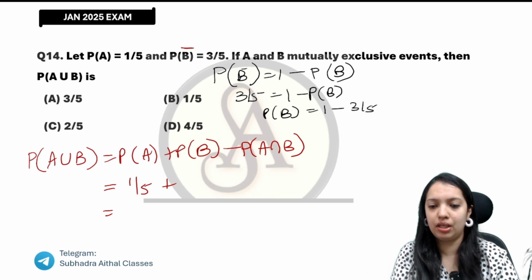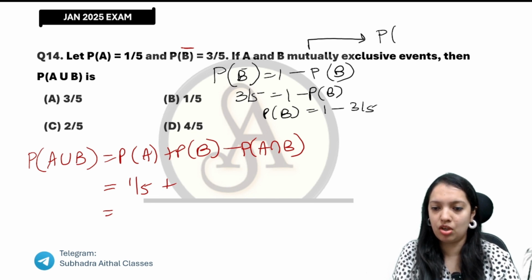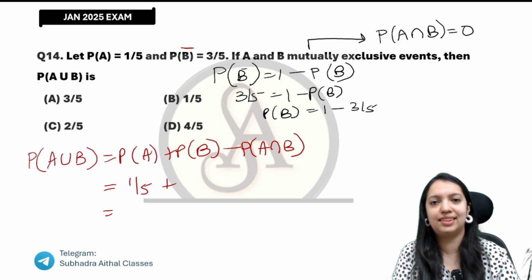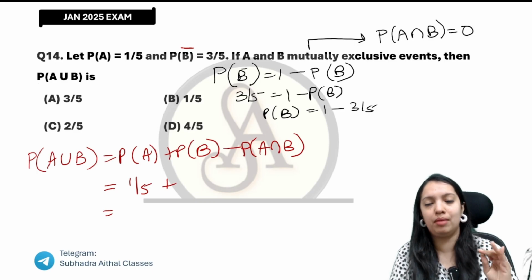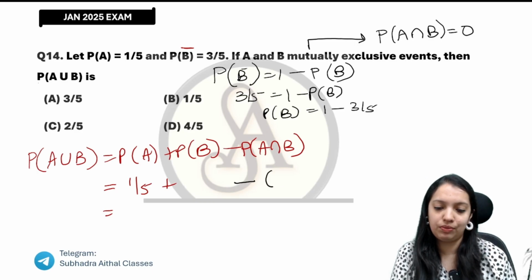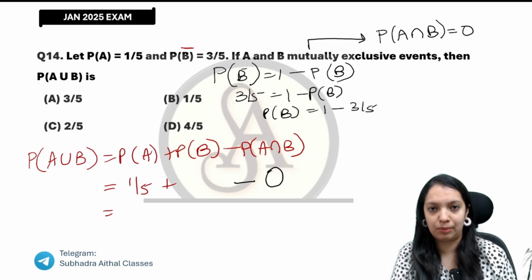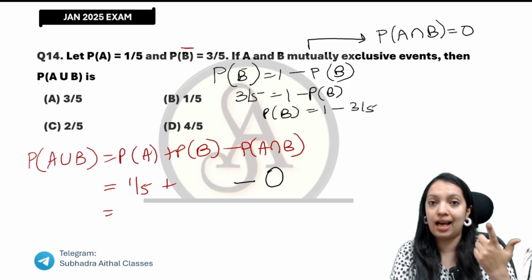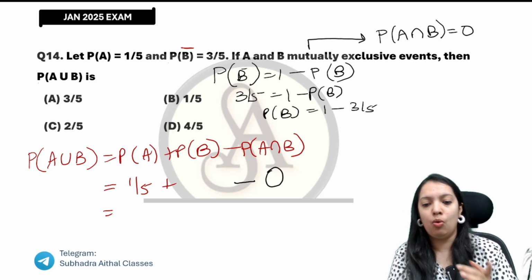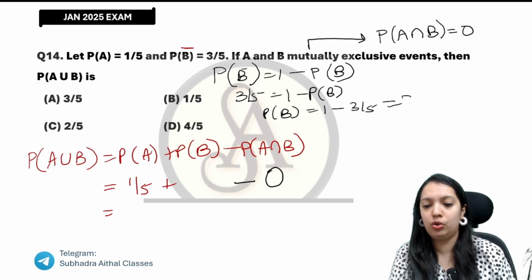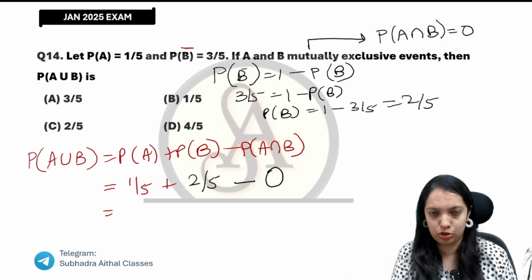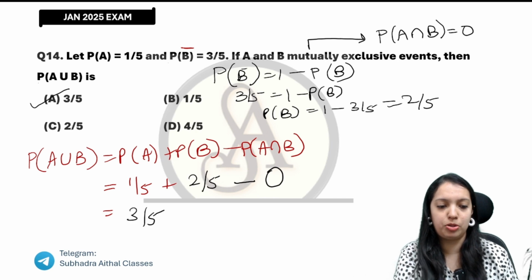They have mentioned A and B are mutually exclusive, which means P of A intersection B value is equal to 0. A union B is dash. Probability of A union B is given as P of A plus P of B minus P of A intersection B. Now this value is 0. P of A value is 1 by 5. What is P of B? This we don't know. We know P of B dash. B dash is 1 minus probability of B. 1 minus 3 by 5. 2 by 5 is probability of B. So your answer becomes 1 by 5 plus 2 by 5. 3 by 5, option A.